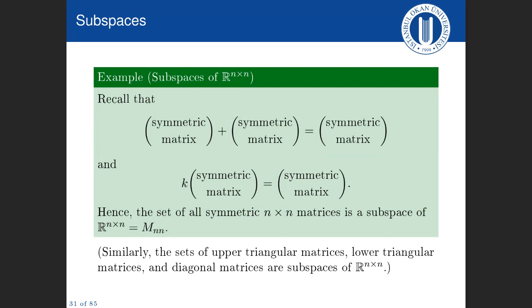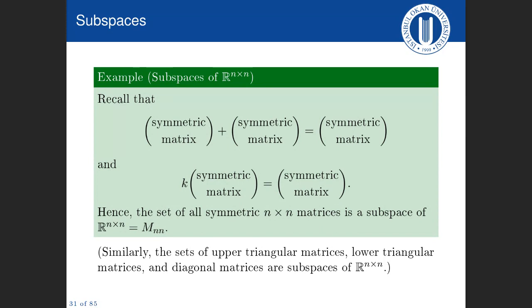Now remember what symmetric matrix means, and also remember that we can do symmetric matrix plus symmetric matrix, and we still have a symmetric matrix. And if we do a number multiplied by a symmetric matrix, then we have a symmetric matrix. This proves that the set of all symmetric n by n matrices is a subspace of the vector space of all n by n matrices.